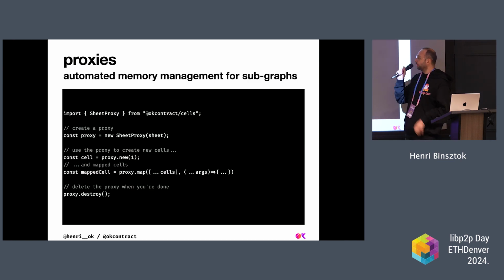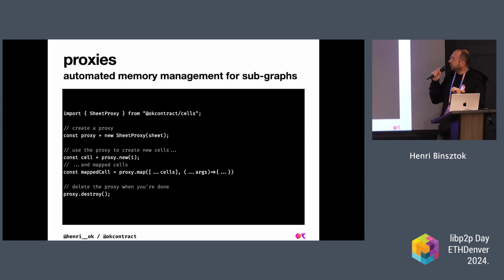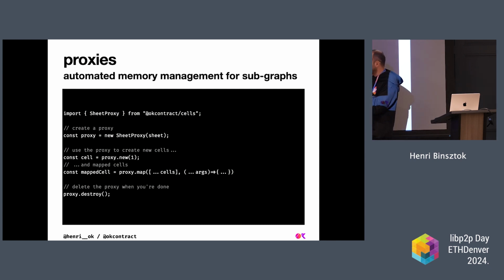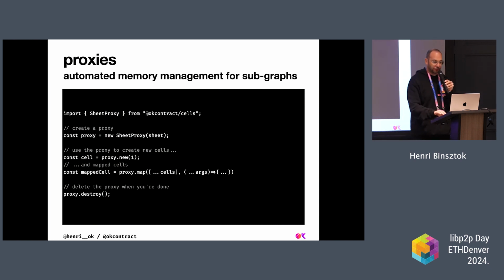So, what are proxies? Proxies are a way to create subgraphs, and to attach or detach subgraphs. We can easily create a new proxy from the sheet. We can create new cells in a proxy as if it was the global sheet. We can map normally, and when we're done with a proxy, we can destroy it, and the subgraph is gone from the main graph and won't take resources recomputing things when we don't need them.